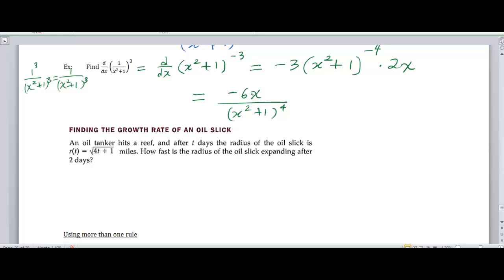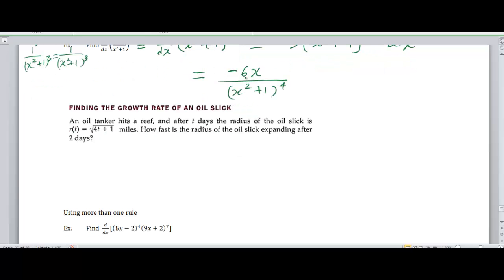Let's look at this one. An oil tanker hits a reef, and after t days, the radius of the oil slick is given by this function. How fast is the radius of the oil slick expanding after 2 days? How fast, right? Rate of change. So that tells you derivative. So we need to take the derivative of the radius. So that's r of t. So we need to find r prime of t.